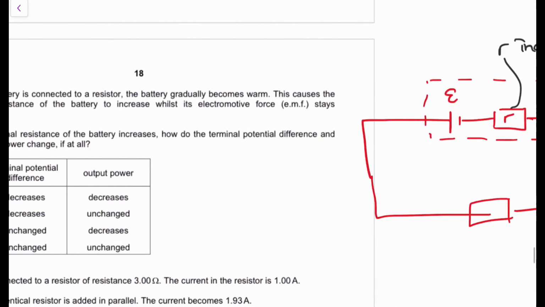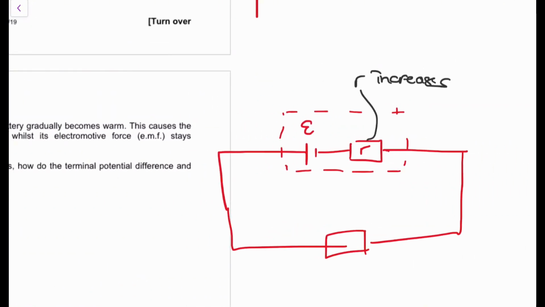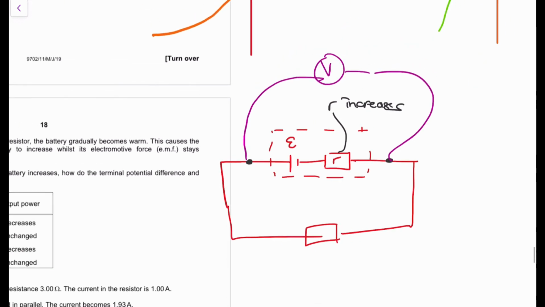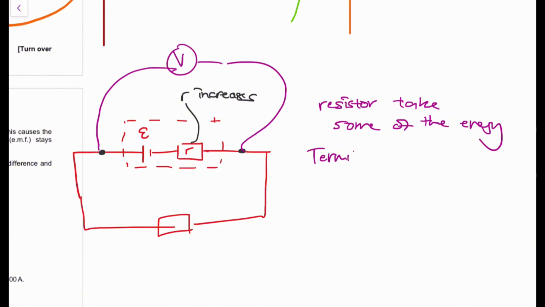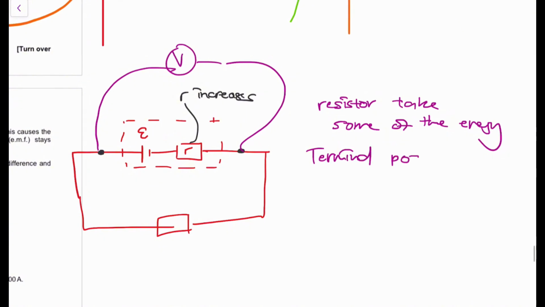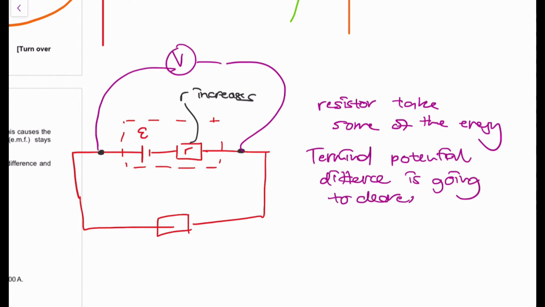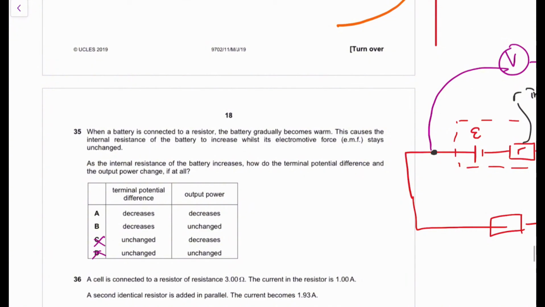Okay, so let's see. The terminal potential difference is what you're going to get. We're comparing these two points, and we are connecting a voltmeter here to measure these two points. What's going to happen as R increases? The resistor is going to take some of the energy, because it's going to get warm. Since the resistor takes a lot of energy, the terminal potential difference is going to decrease. So the terminal PD is going to decrease, meaning that C and D are wrong. We're left with A and B.